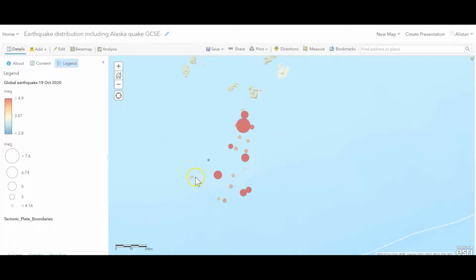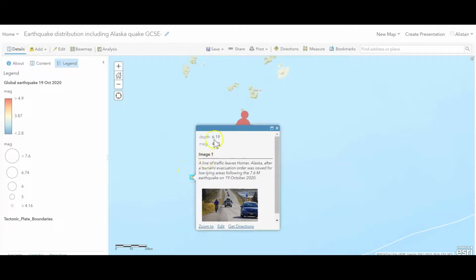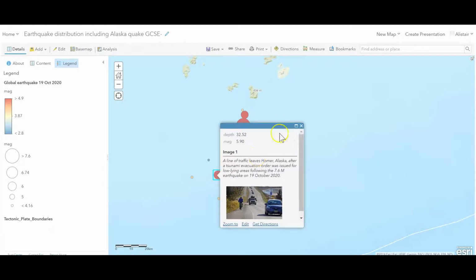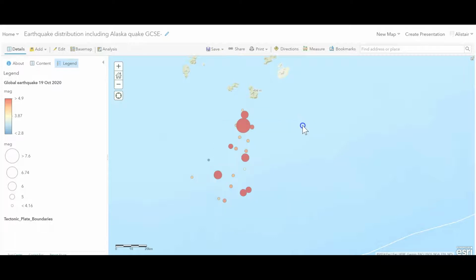Now, just one thing to point out here. Let me see which one's the best one to choose for this. So yeah, if we pick this one here, we can see that the depth of this earthquake is over 30 kilometers. Keep that figure in your mind, over 30 kilometers.